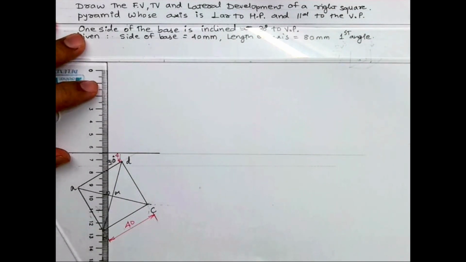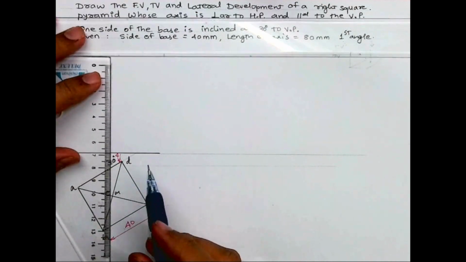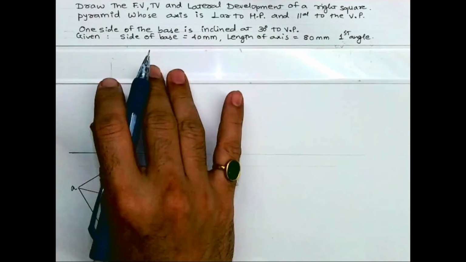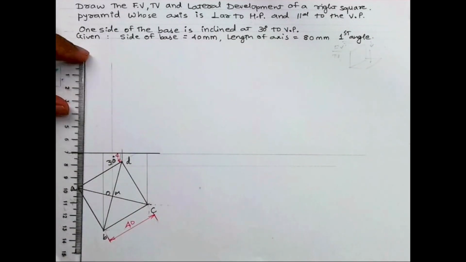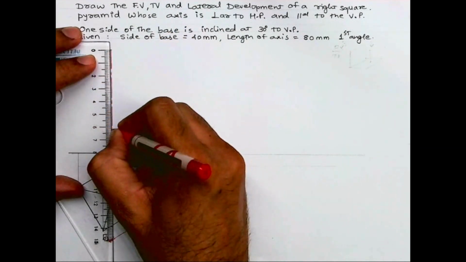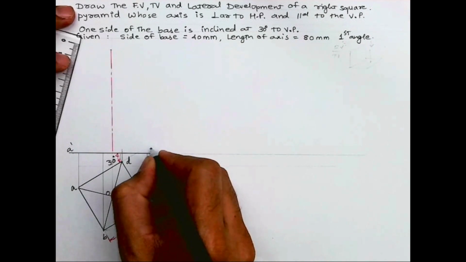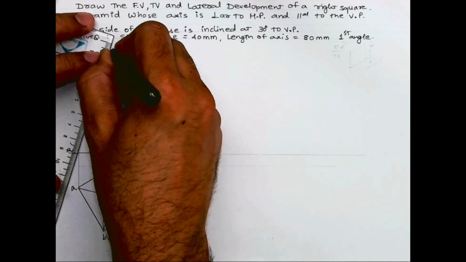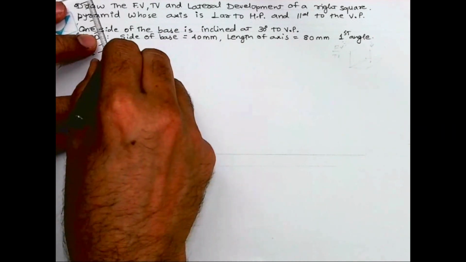Now we'll take the axis height. How much is the axis height? It is 80. This is A dash, C dash, O dash. O dash to A dash will be dark. O dash to C dash would be dark.